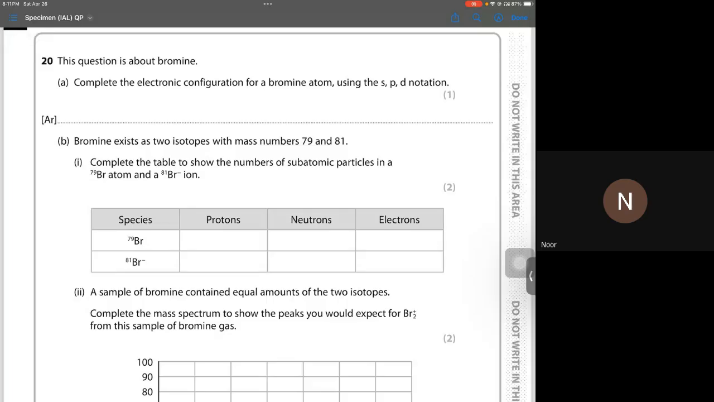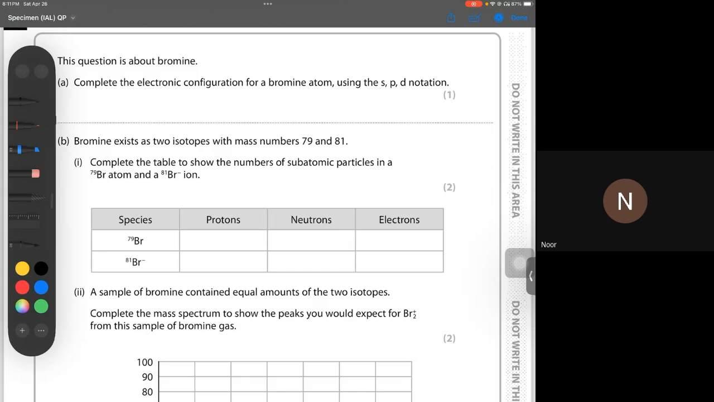So question number 20 we did in the last class, the previous paper. So we are starting from here. This question says: complete the electronic configuration for a bromine atom using the s, p, d notation.